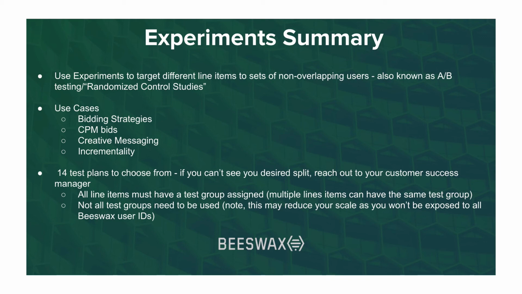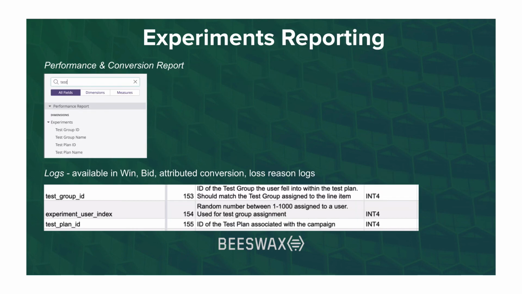We have 14 test plans available, and if you can't see your desired split, please reach out to your customer success manager. All line items under the campaign with experiments activated must have a test group assigned. You can assign multiple line items to the same test group. Not all test groups need to be used, but please note if you don't use all of them, you may risk reducing your scale as you won't be exposed to all Beeswax user IDs.